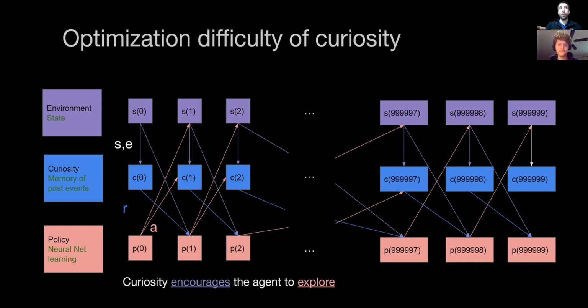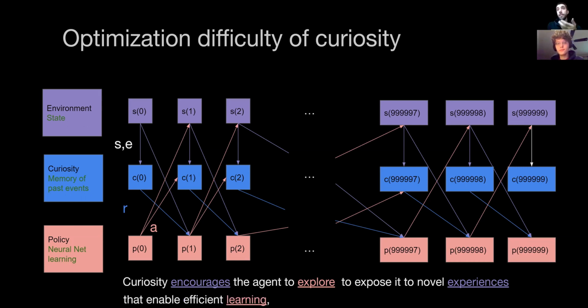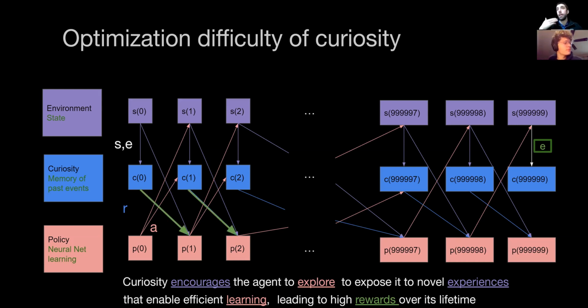Now, what do we want? We want the overall curiosity to encourage the agent to explore, so that this exploration exposes it to novel experiences, which in turn will lead to more learning. And this efficient learning eventually will lead to high rewards over its whole lifetime. If we look at it, though, these rewards can be at the very end of the lifetime of the agent, yet they may be influenced by curiosity at the beginning of the lifetime.